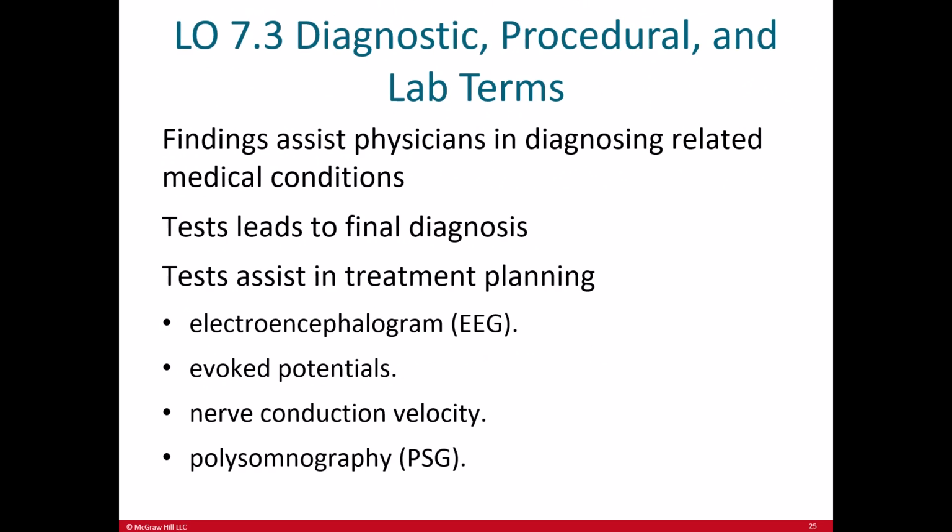Learning outcome 7.3, diagnostic, procedural, and lab terms. Findings assist physicians in diagnosing related medical conditions. Tests lead to final diagnosis, and tests can also assist in the treatment planning. Tests like an electroencephalogram or EEG, evoked potentials, nerve conduction velocity, and polysomnography, PSG.